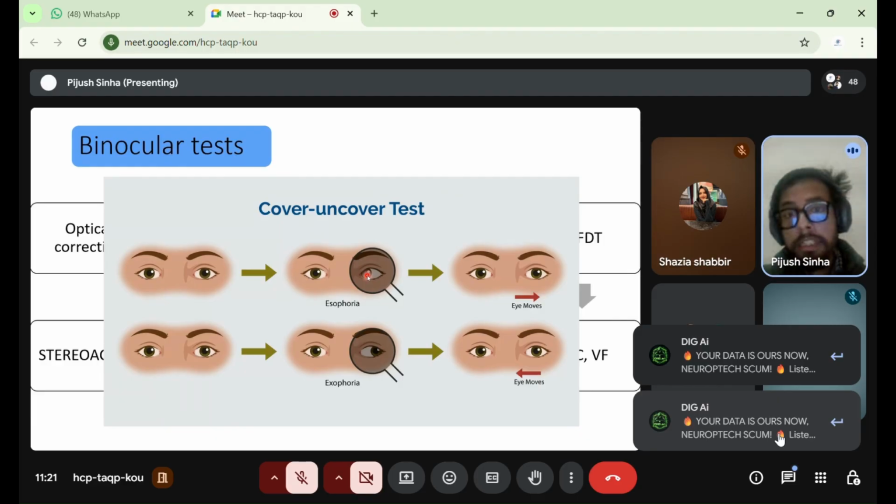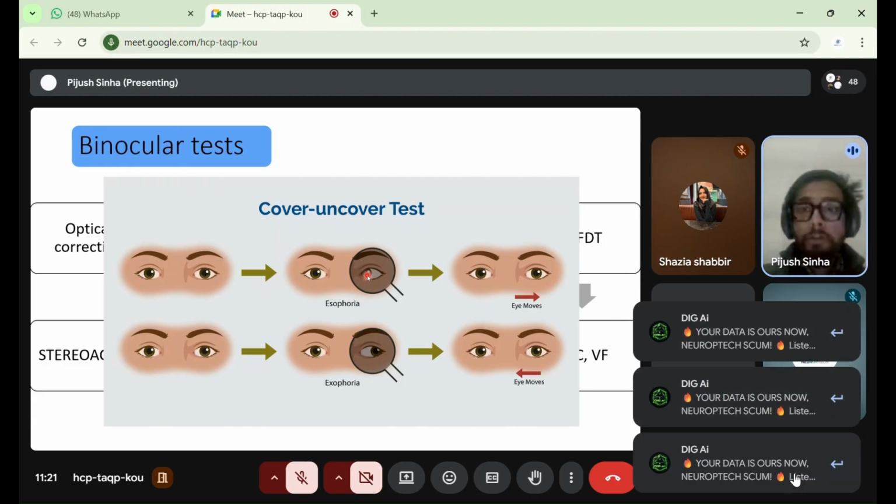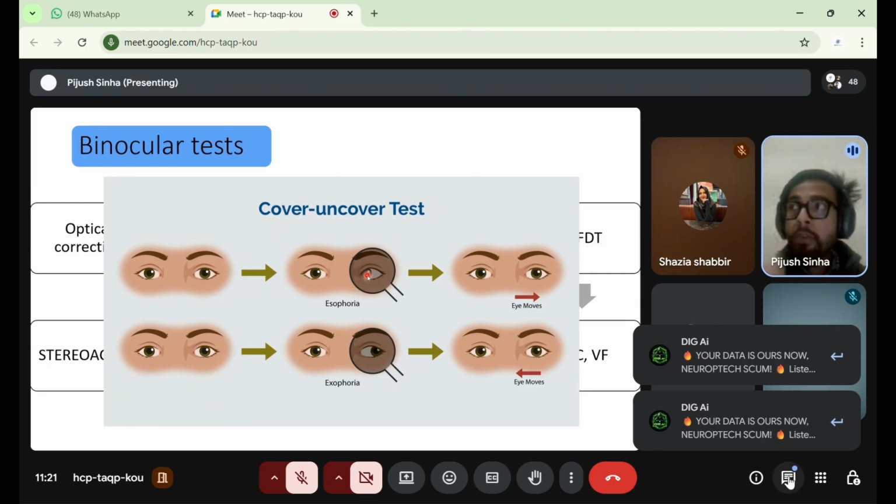If you see that the eye that was previously covered takes up the fixation or movement, then you need to see the movement of that eye. So it indicates presence of phoria. So with this test, we can identify the presence of tropia and phoria both. So you need to do the cover test properly.